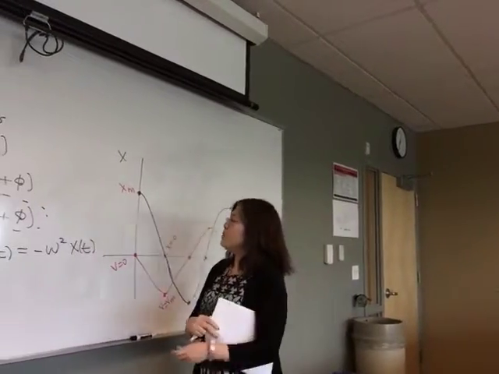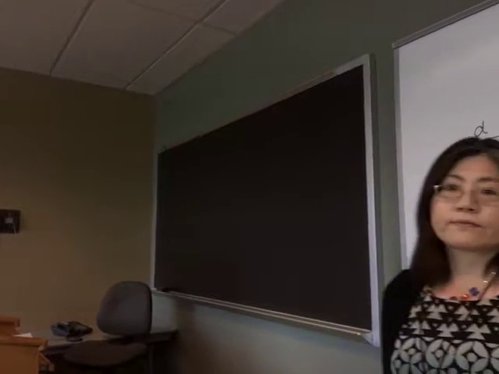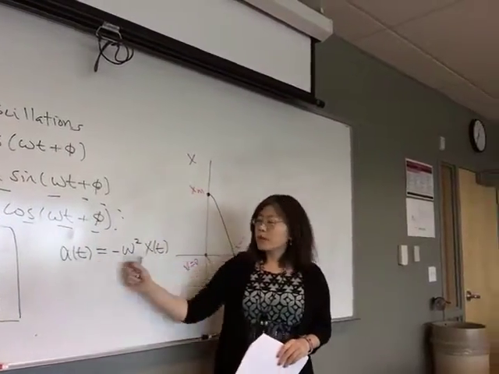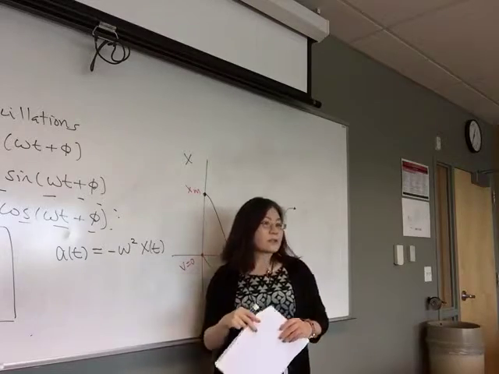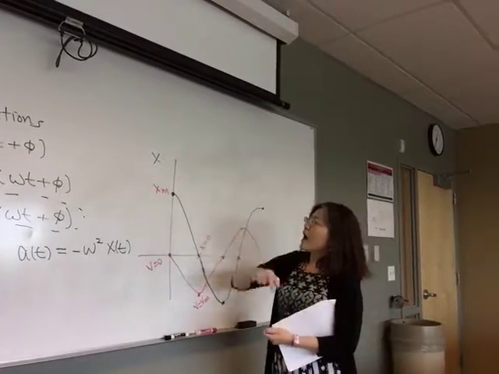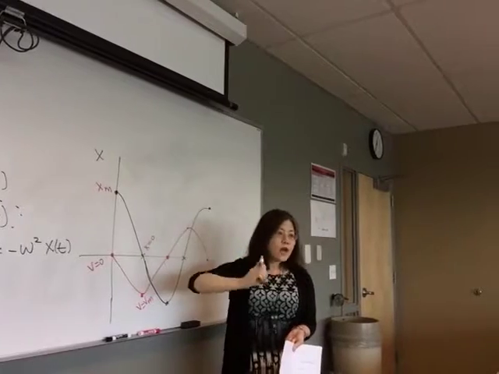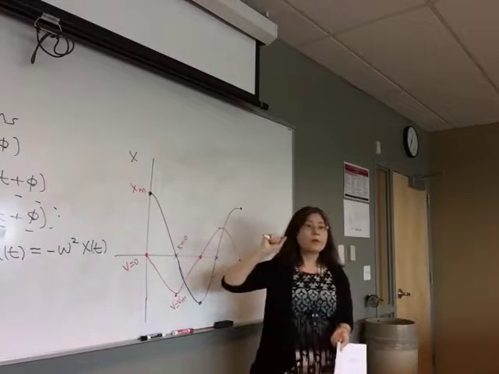Okay, so this is when you're graphing the velocity as a function of time. We can also graph the acceleration as a function of time, and we notice that the acceleration and displacement are related by this. They are related by a negative sign, which means that they're 180 degrees out of phase. So when you have a maximum amplitude, you would expect the acceleration to also have the maximum value, but it is negative. When this is positive, your acceleration is negative, and they both have the maximum value.